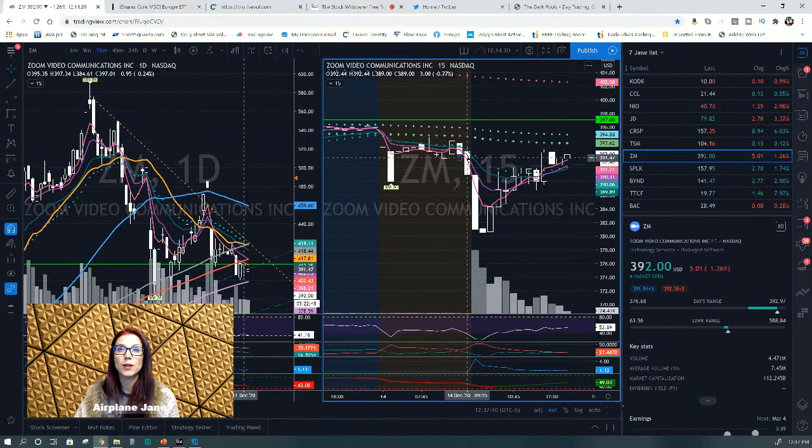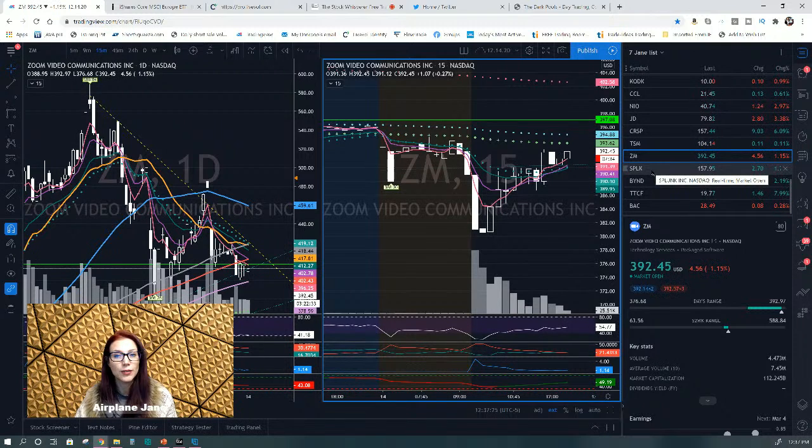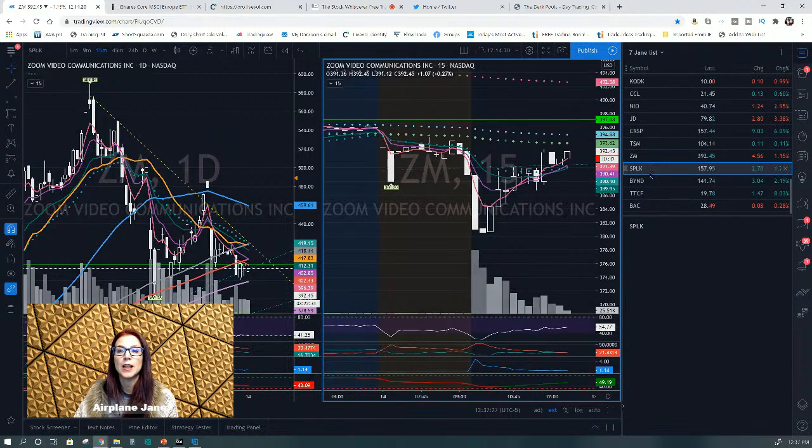Zoom had another amazing short trade right here below 391.50. Came down to the downside. Look at that, $15 to the downside. That's a nice short trade, right? Totally missed it. I was teaching today. It's okay. Love teaching and helping other people.